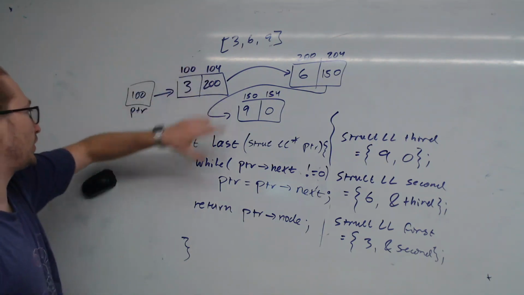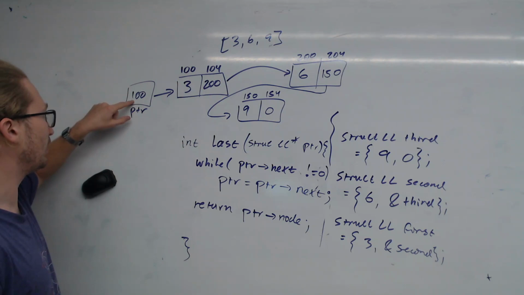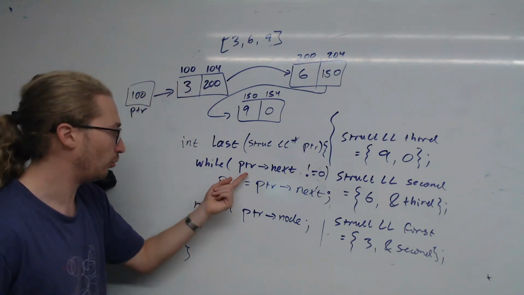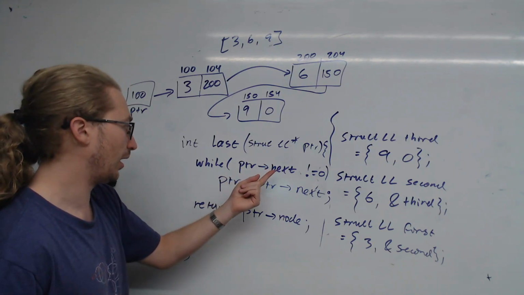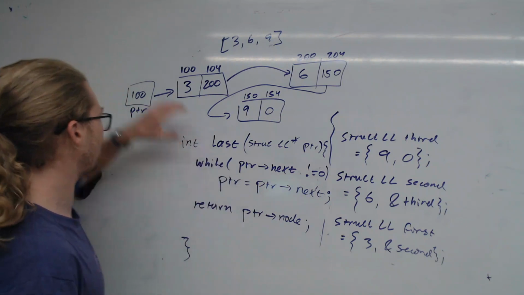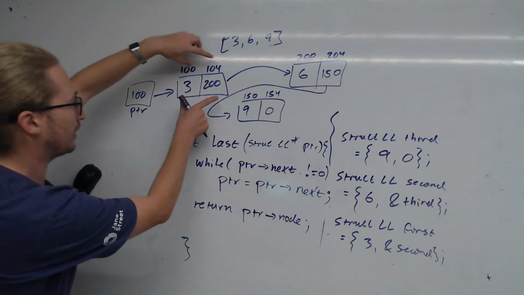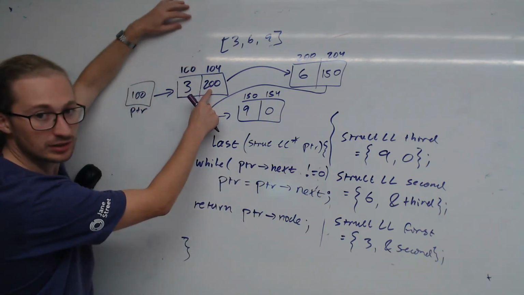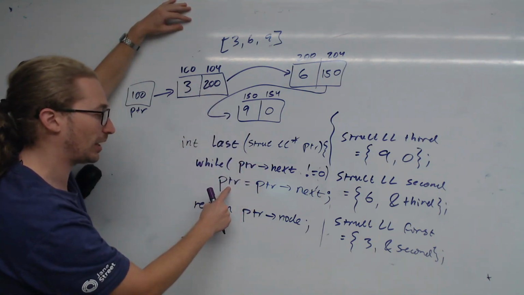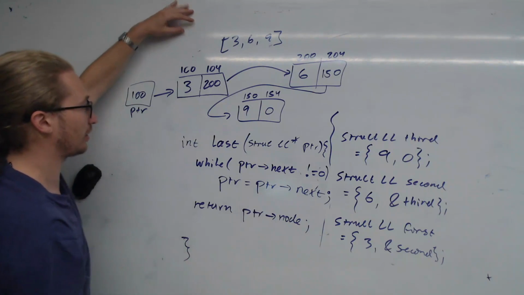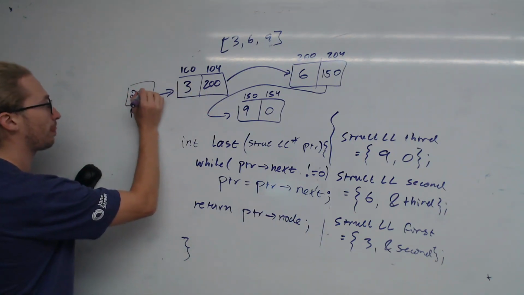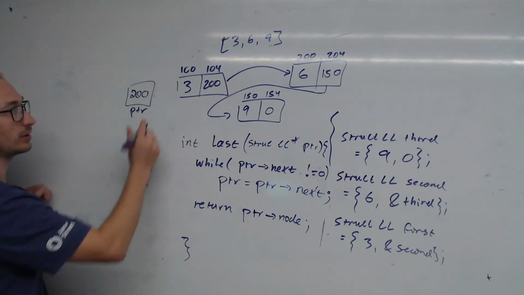So let's suppose we've got this example here. Pointer has the value 100, it's pointing here. So while pointer is pointing at a struct and the next thing in that struct is not 0, so we dereference, we get the struct. The next element is the second part, which is not 0, so we run the loop. Pointer is replaced with pointer arrow next. So we take this value and copy it into the pointer, which is 200. So now it points to the second part of the struct.